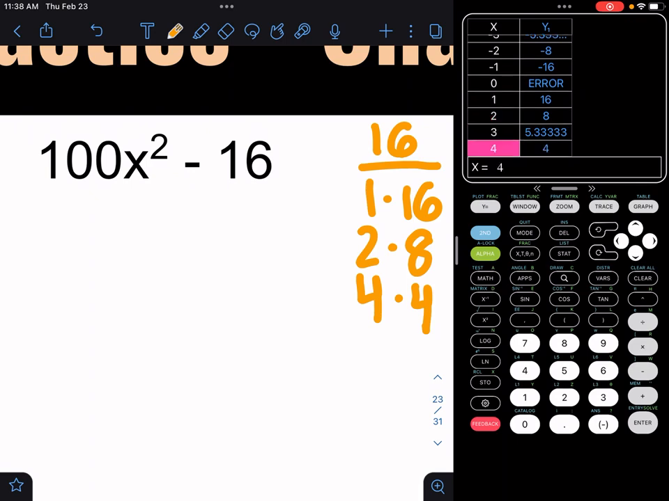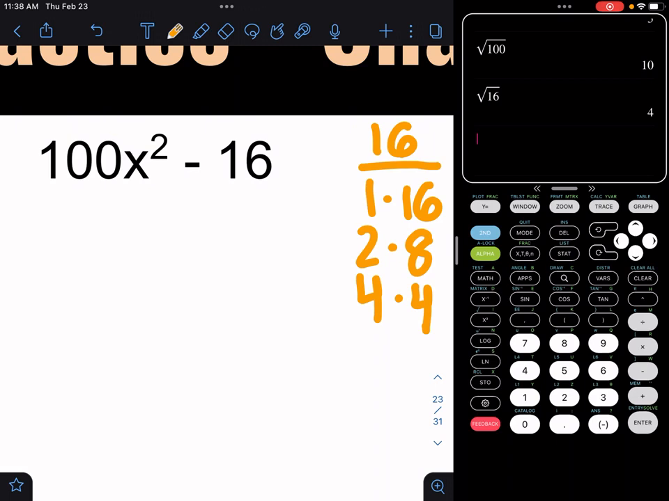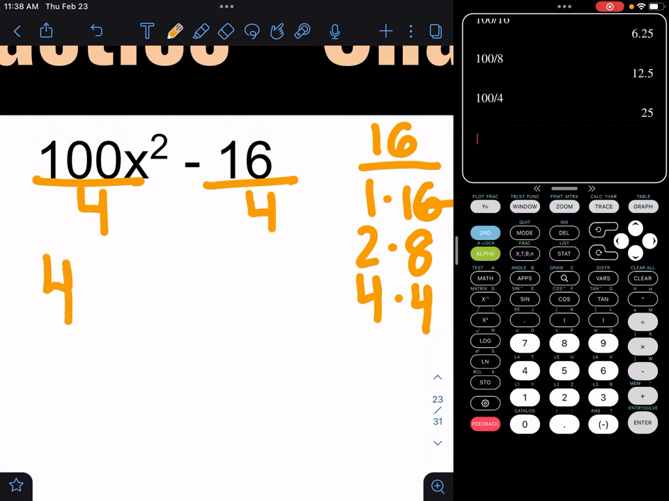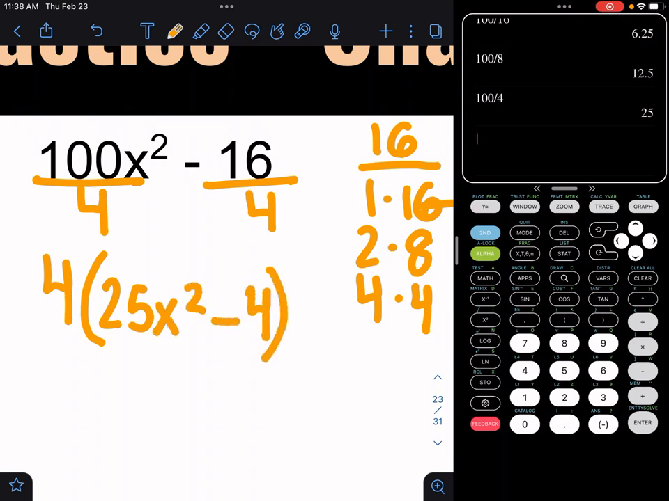All right. Now let's go back and see what is a factor of 100. 100 doesn't divide by 16. Nope. 100 does not divide by 8, but 100 does divide by 4. All right. So our GCF here would be 4. We wouldn't have any variable since both terms don't have a variable. So we'd have 4. 100 divided by 4 is 25, x squared. And bring down the minus. 16 divided by 4 is 4.